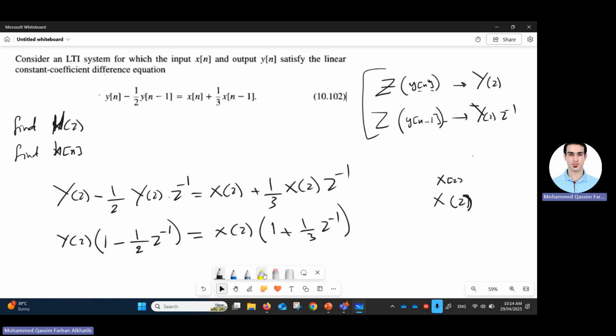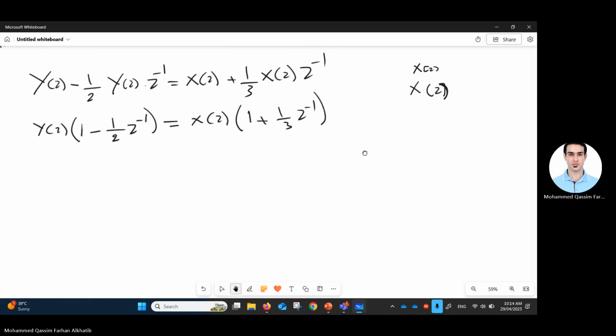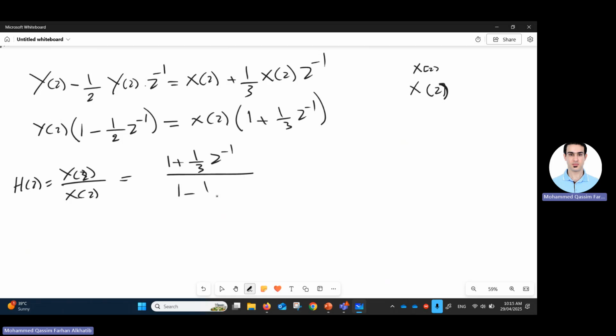Now to find h of z, h of z equals y of z over x of z. So here it is going to be 1 plus 1 over 3 z to the negative 1 over 1 minus 1 over 2 z to the negative 1. And that's it. Is it stable?